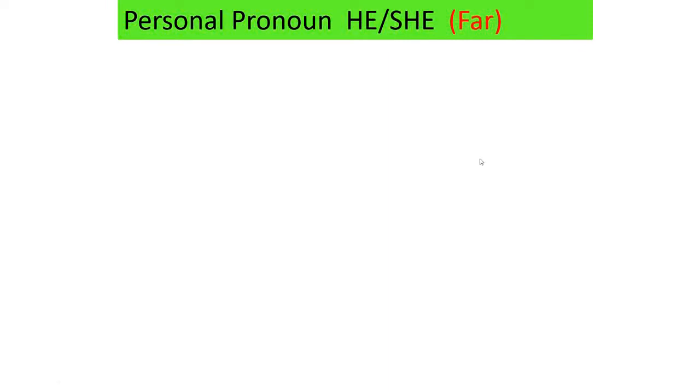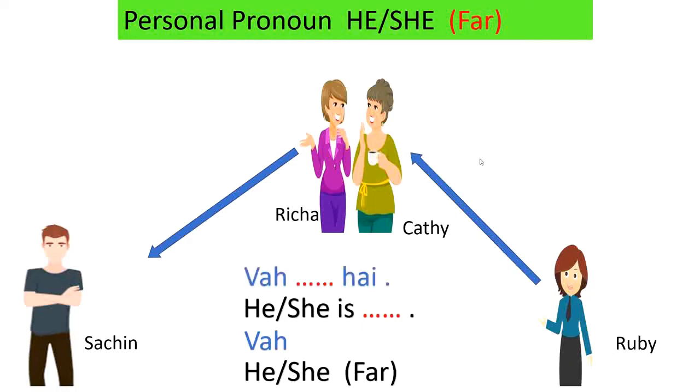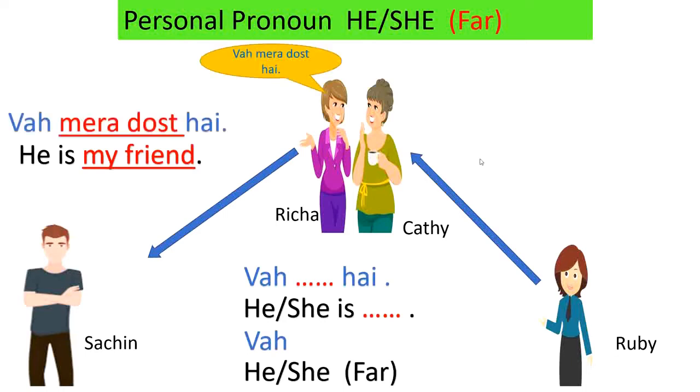Let us see how you can talk about a person in Hindi who is far from you. He or she. Both are vah if the person is far or maybe absent. Let us learn this with some examples. Richa is talking to Kathy about Sachin, who is standing far from them. He is my friend. In Hindi, Richa will say, vah mera dost hai.